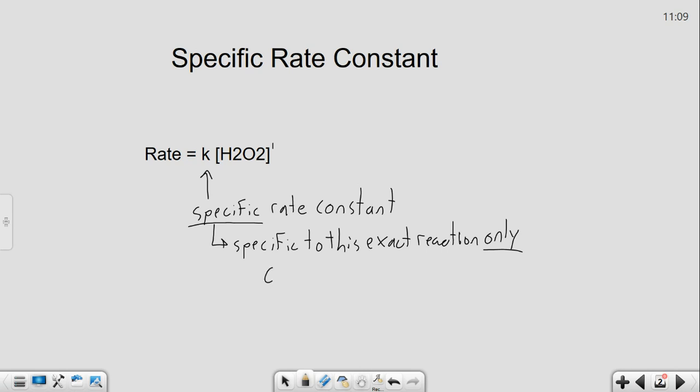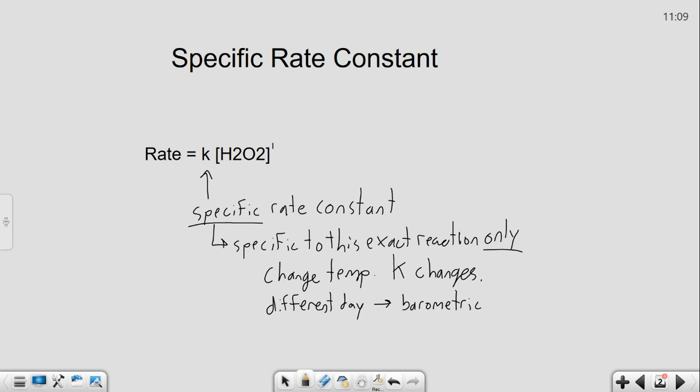What does this mean? If I change the temperature, I can't use K anymore. I'd have to do another experiment and re-find K. Different day? Well, on a different day, there's a good chance that your barometric pressure has changed. That's just kind of the pressure walking around. Sometimes there's high pressure days, sometimes there's low pressure days. That kind of affects the weather, right? Barometric pressure change, which means new experiment because K changes. K is also dependent on pressure.